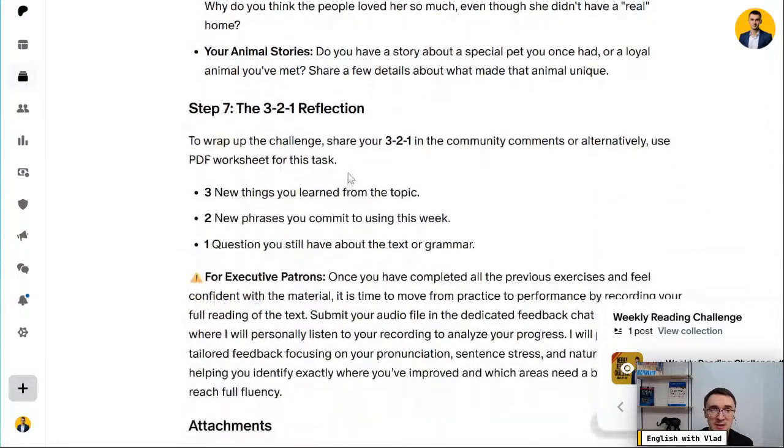And the last step is the 3-to-1 reflection. Three new things you learned from this topic, two new phrases you commit to using this week, and one question you still have about the text or grammar. Okay, just a way to reflect on the text.